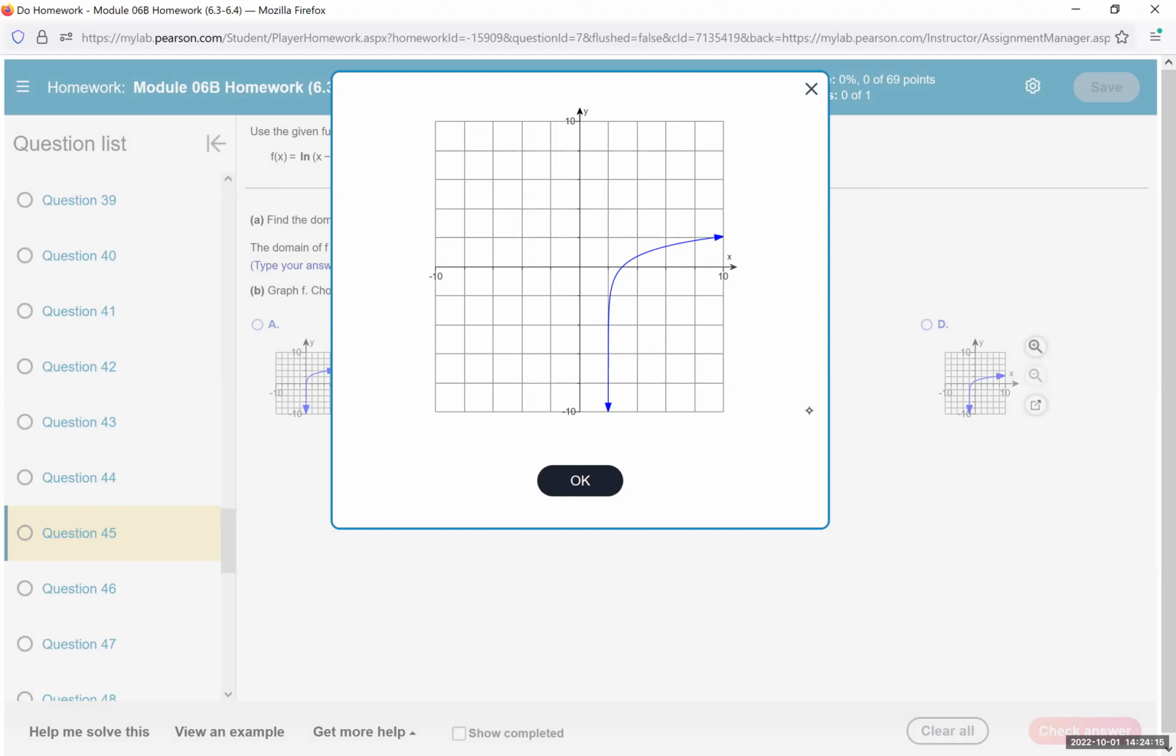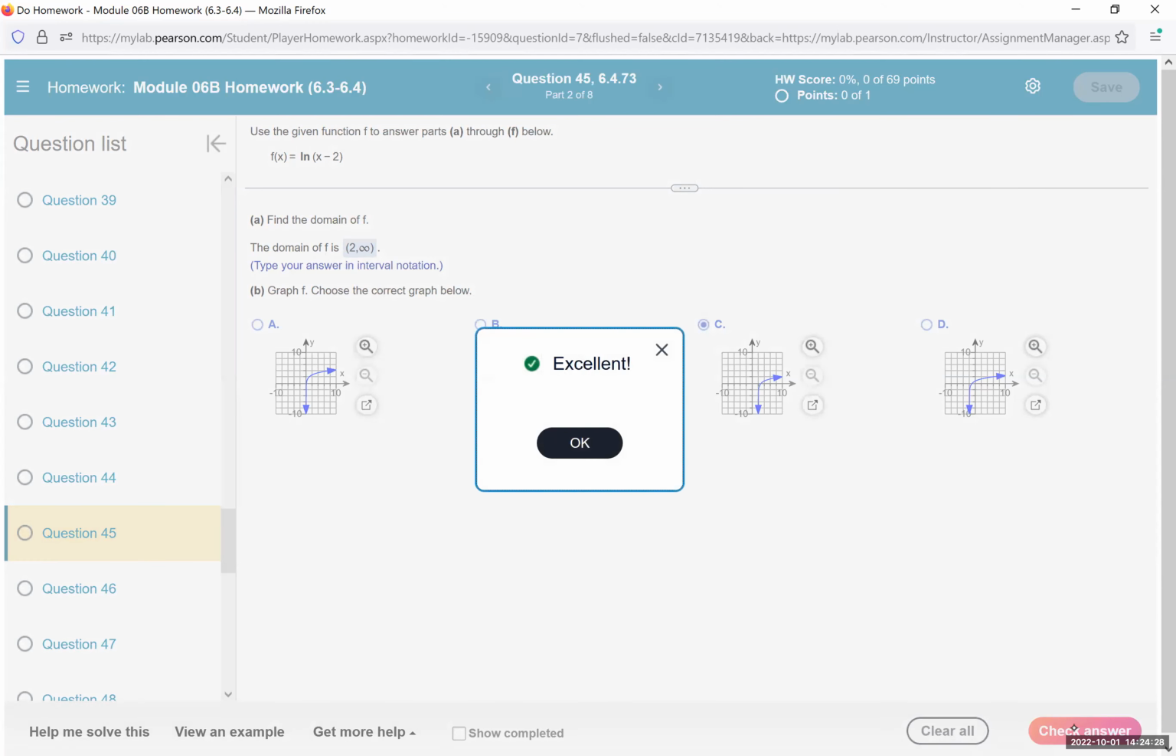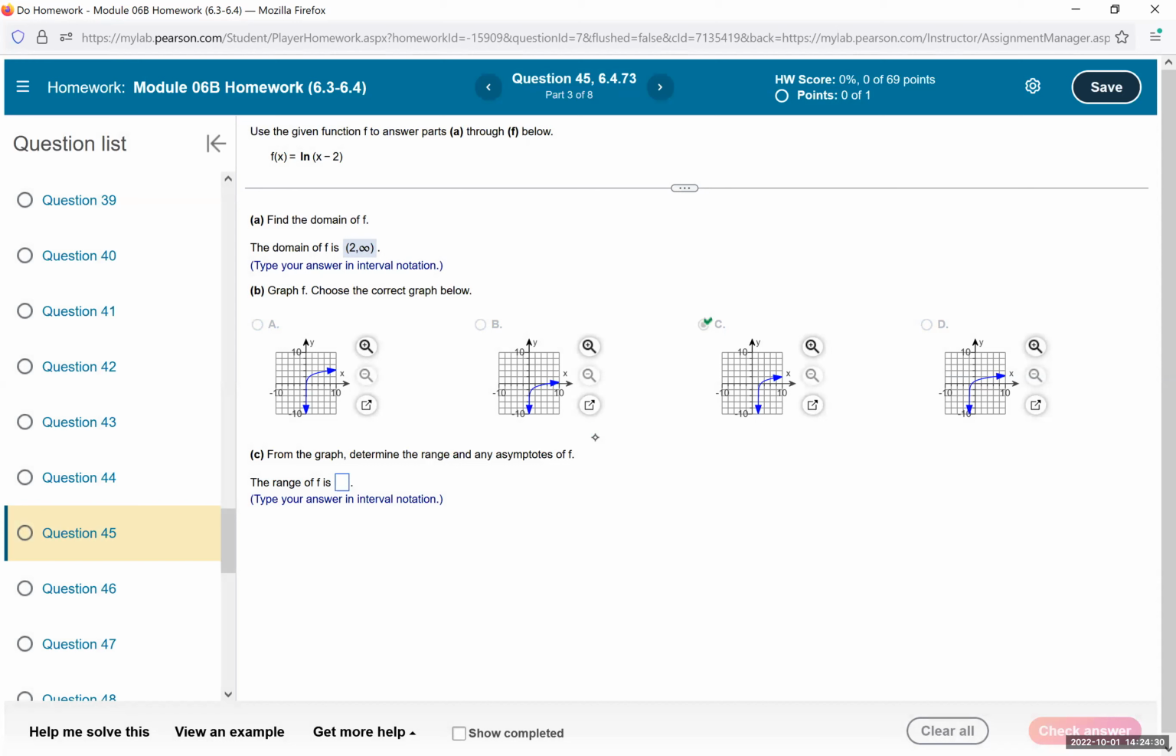Yeah, go ahead, Tish. Yeah, this one's yes. This one goes through 3, 0 because each tick is 2 and we're in between 2 and 4. In between 2 and 4 has got to be 3. C is our answer. Okay, we'll check it. Excellent. From the graph, determine the range and any intercepts of T.